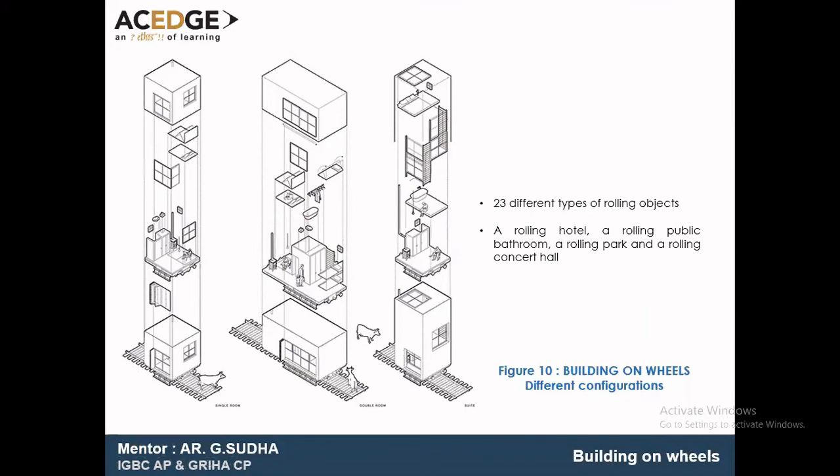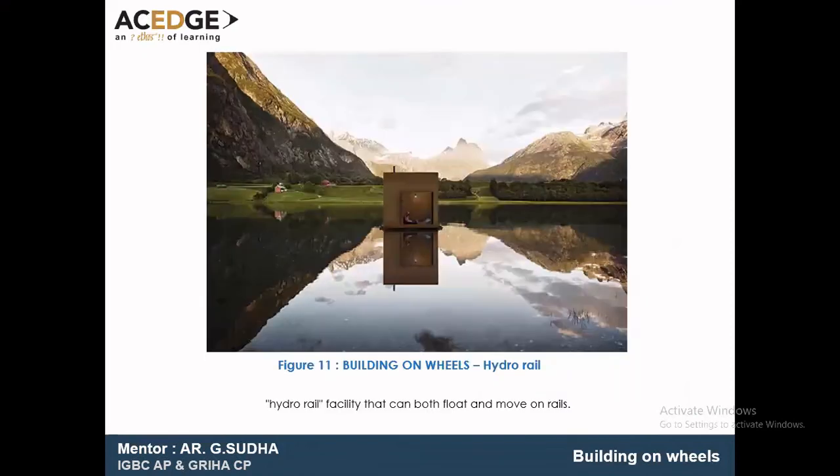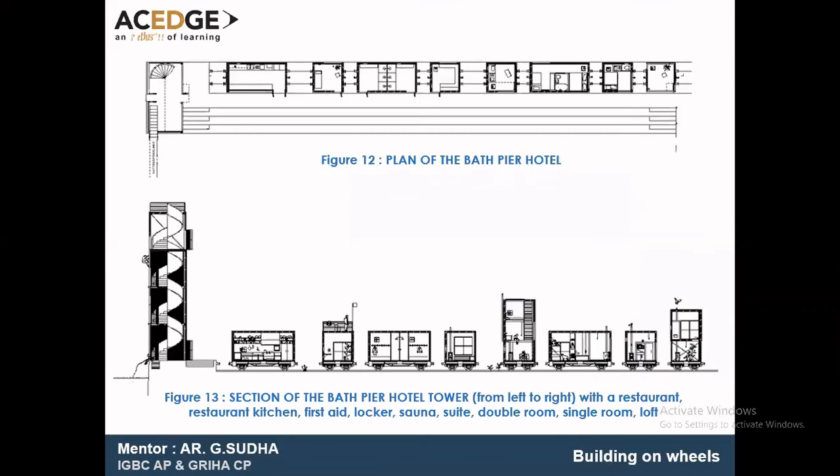And these 23 types of rolling objects include a rolling hotel, a rolling public bathroom, a rolling park, and a rolling concert hall. It also includes a hydro rail facility, meaning these structures can both float on water and move on rails. So after complete implementation, you can see 100 rolling objects in the city, and these temporary small scale structures will set the entire city in motion. Since they can be located in water as well, they provide an important connection between the land and sea.